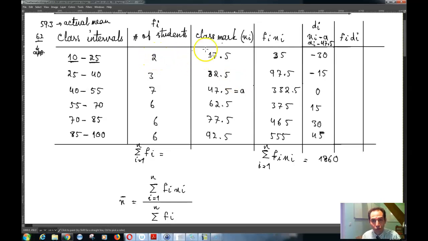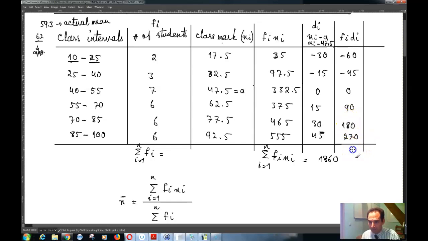But for example, 2 times negative 30 is negative 60, very easy to calculate. 3 times negative 15 is negative 45, very easy to calculate. That would be simply 0. 6 times 15 is equal to 90. 6 times 30 is equal to 180. And 6 times 45 is equal to 270. 240 plus 30 is equal to 270, right?